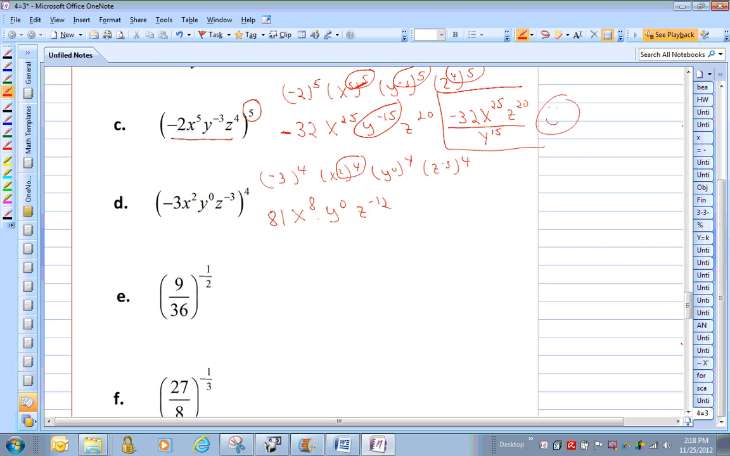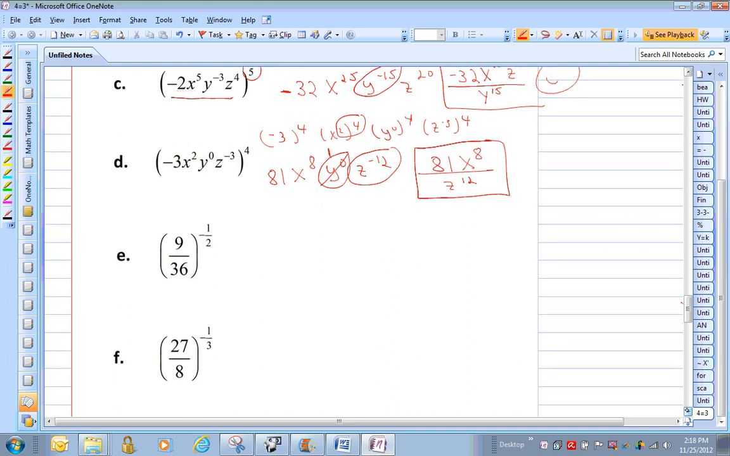Okay, this time we have two problems. We have a negative exponent, this negative 12, and we have a 0. We don't want any zeros. This becomes 1. So if this becomes 1, 1 times 81 is just 81. X to the 8th would stay at the top. And of course, z would need to move to the bottom so that 12, our exponent, could become positive. So that would be z to the positive 12. Really important problem, and that you understand all of these exponents. All right, let's look at the next couple.